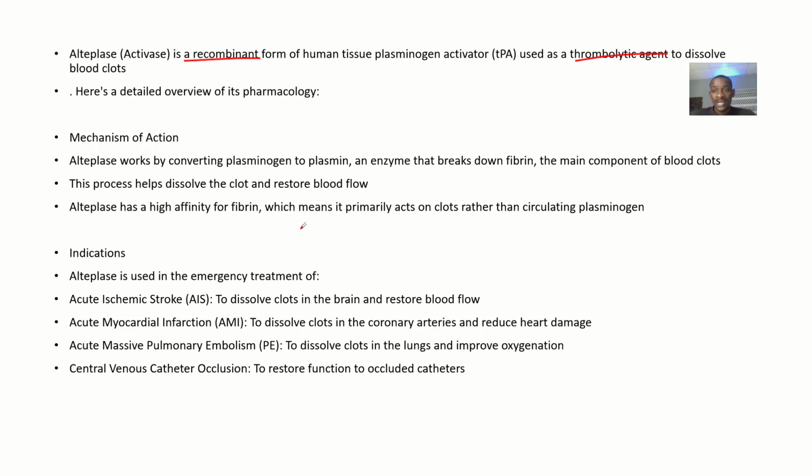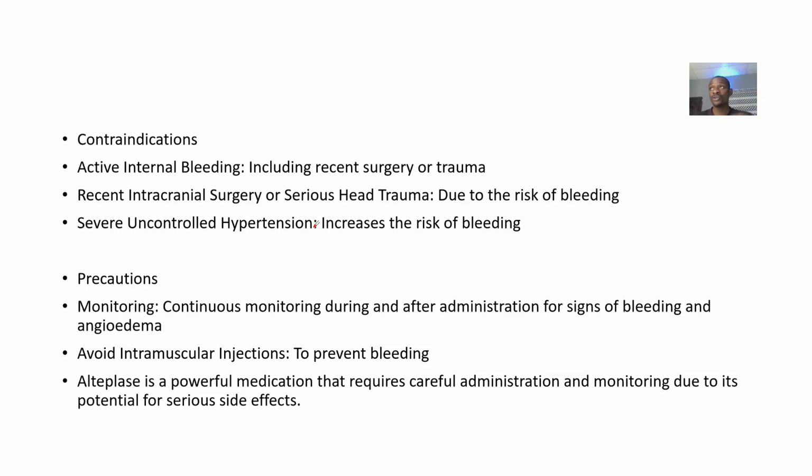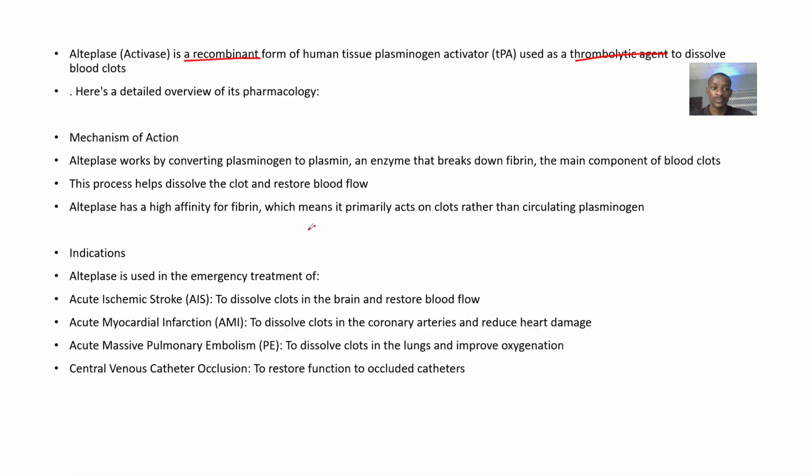All right, so looking at the overview, we start from the mechanism of action, indication, then administration, adverse effects of the drug, contraindications, and precautions that you should always take when you are using this drug. For the mechanism of action, Alteplase works by converting plasminogen to plasmin. Plasmin is an enzyme that breaks down fibrin, which is the main component of blood clot. So plasminogen, the inactive form of the enzyme, will be converted to plasmin, and the enzyme will now break down the clot. This process helps to dissolve the clot and restore blood flow again.